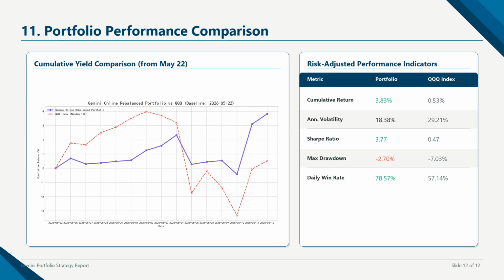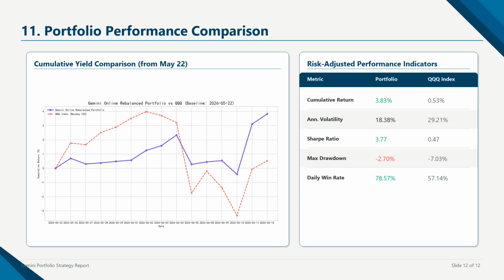Finally, let's review our portfolio performance from May 22 to June 13, 2026. The Gemini Online Rebalanced Portfolio achieved a cumulative return of 3.83%, outperforming the QQQ index, which returned 0.53%, resulting in an active alpha of 3.30%. Our strategy achieved an annualized volatility of 18.38% and an outstanding Sharpe ratio of 3.77, compared to QQQ's Sharpe ratio of 0.47. The maximum drawdown was restricted to -2.70%, demonstrating superior risk-adjusted returns and robust downside protection.